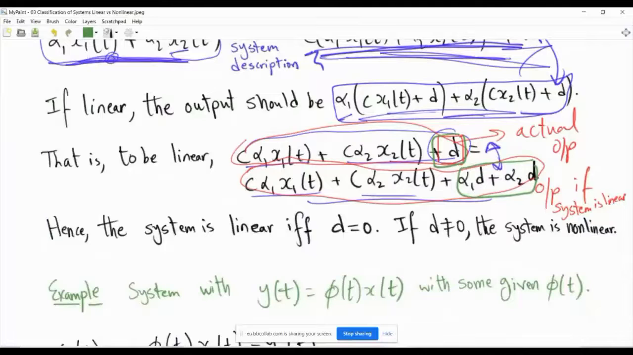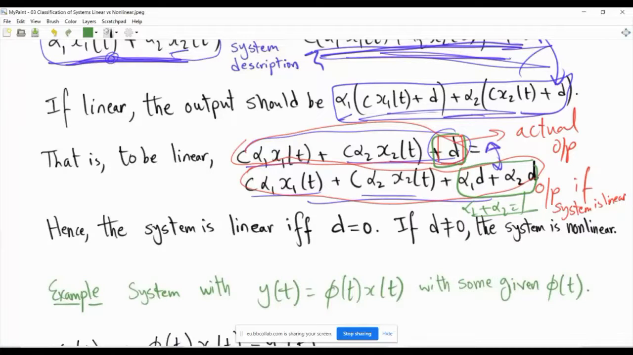So you cannot come here and say that we can make this term equal to that term by choosing alpha 1 plus alpha 2 equals 1. If the sum is equal to 1, sorry, I said the sum equals 0. No, I misspoke. It's 1.